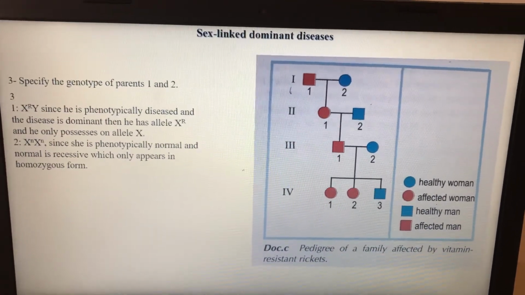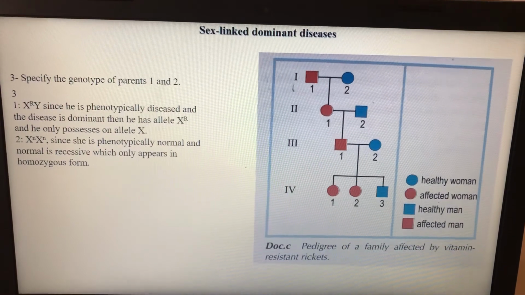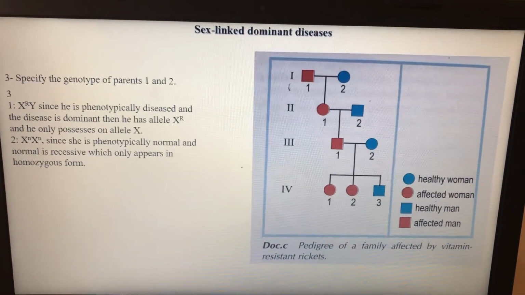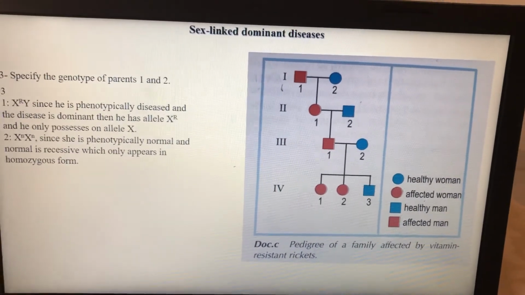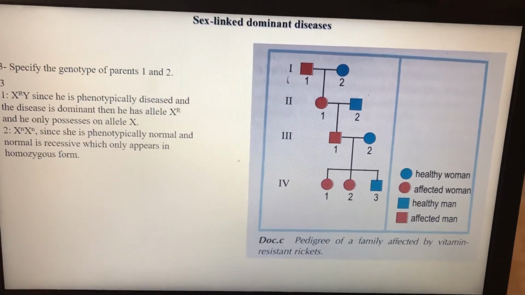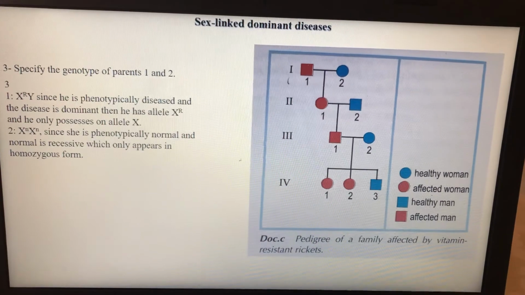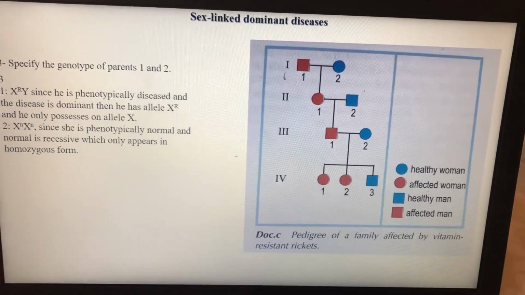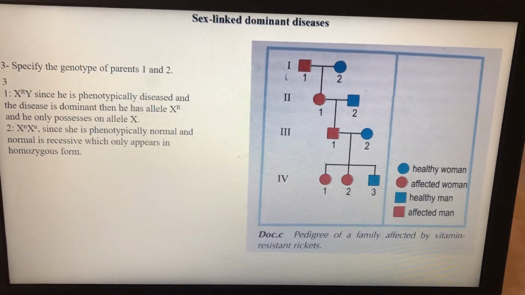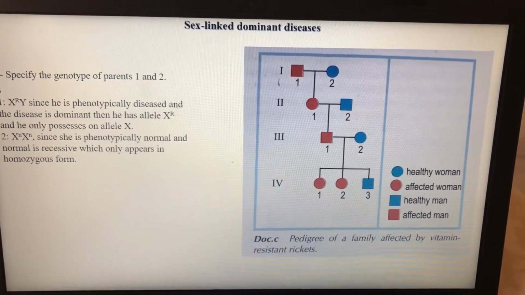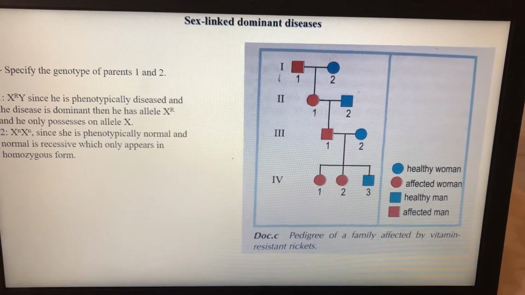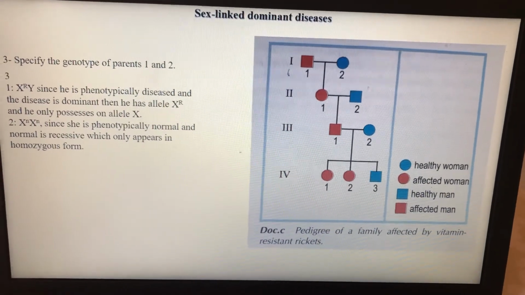The last question is to specify the genotypes of the parents. So if you take parent 1, which has only one X since he is a male, so definitely he is diseased and the disease is dominant, so he has XR. And the mother, which is normal, and the normal is recessive, which only appears in the homozygous form, has two X, she possesses two alleles of X, so she has XN XN.